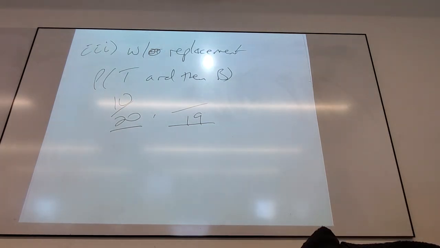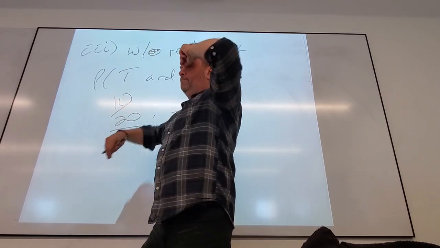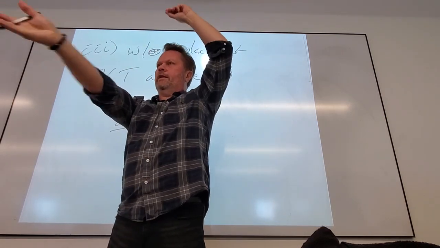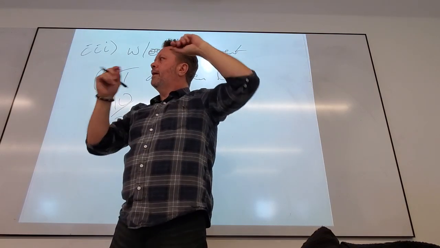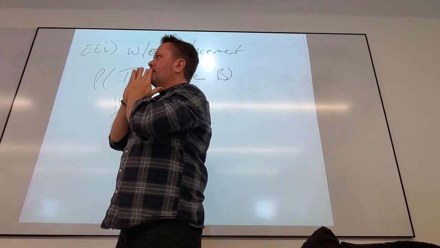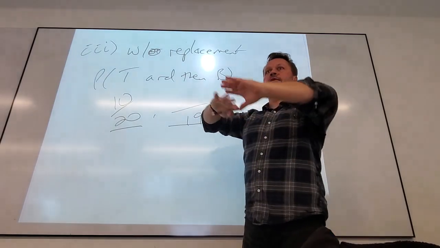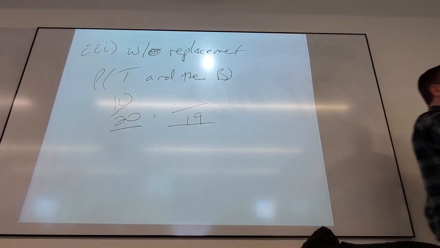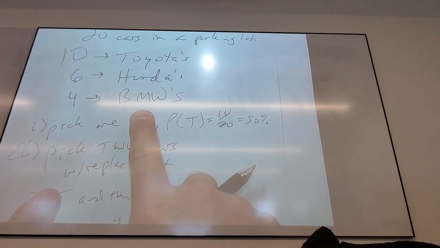What's physically happening here? I pick a Toyota, I blindfold myself, I point to somebody, and then I say leave. And then I blindfold myself again. I'm about to pick the second one. How many cars are in the lot now? 19. So what's the probability of a BMW? It's going to be something out of 19 because there's 19 cars. 4 out of 19, because there's still 4 BMWs.